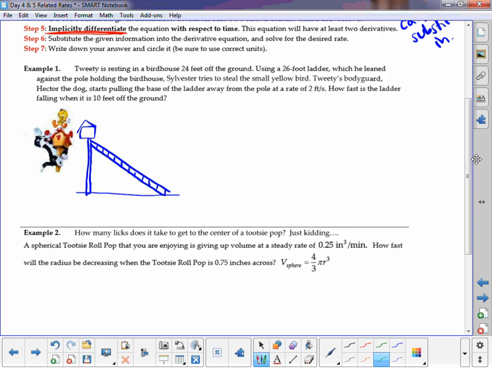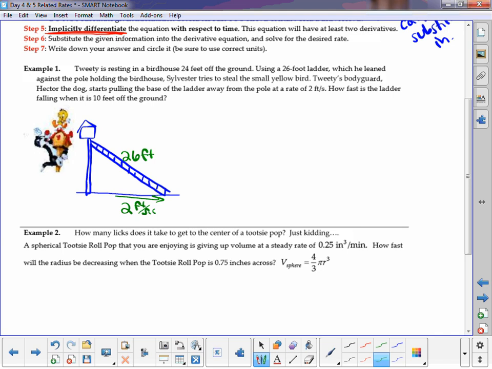Does the ladder's length ever change? No. So we can go ahead and keep it. That is a fixed value. The ladder's length is not going to change. Now what's happening, Hector starts pulling the base of the ladder away from the pole. So I have my ladder being pulled away, and it's at a rate of 2 feet per second.